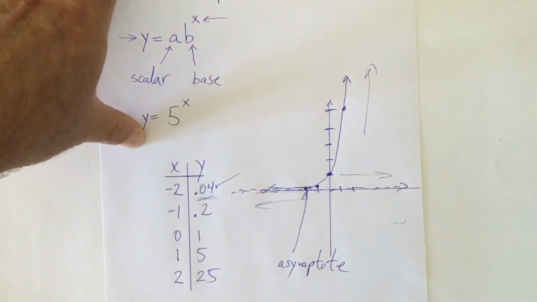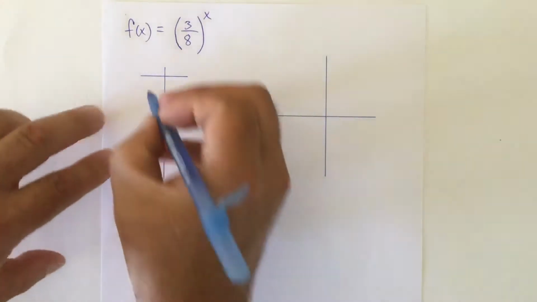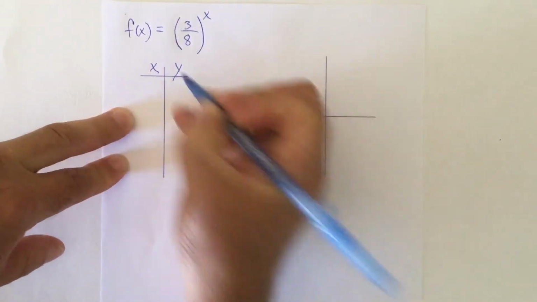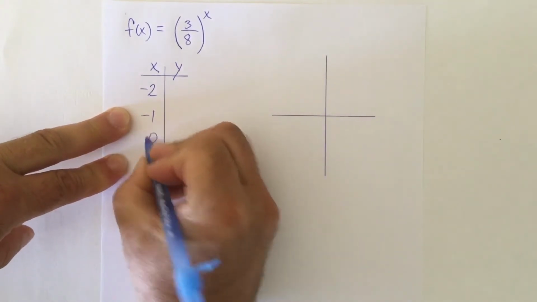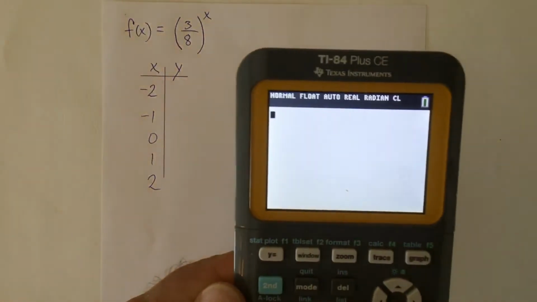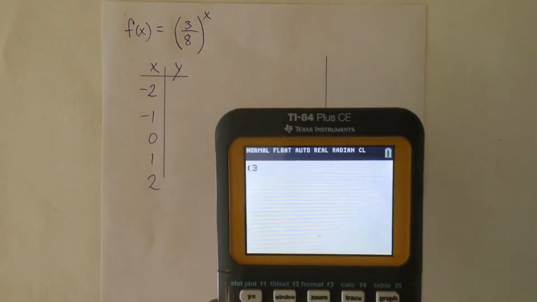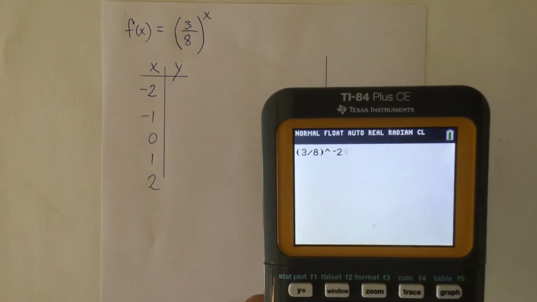So let's try another one. We're going to take a look at this guy. Here's my second example. And guess what? I'm going to make a table of values. I got x's, I got y's. I'm going to plug in the same exact numbers every time: -2, -1, 0, 1, and 2. And this time I'm plugging them into a fractional idea here. So let me clear this out. I'm going to plug in parentheses 3/8 to the power of -2. Well, what the heck is that?